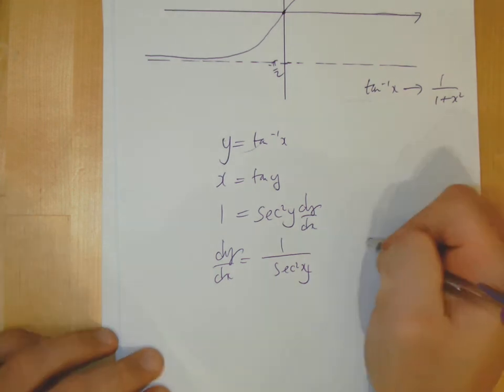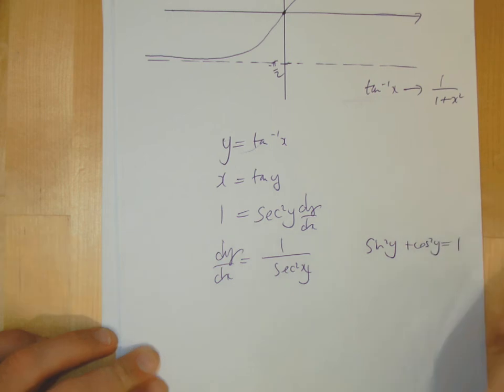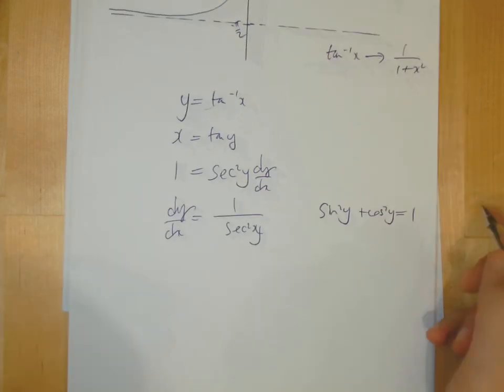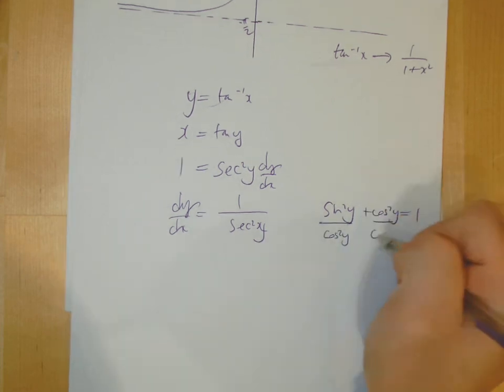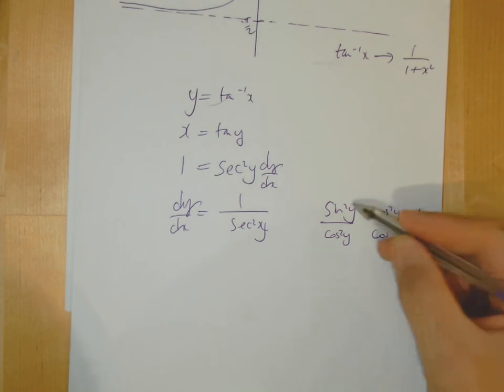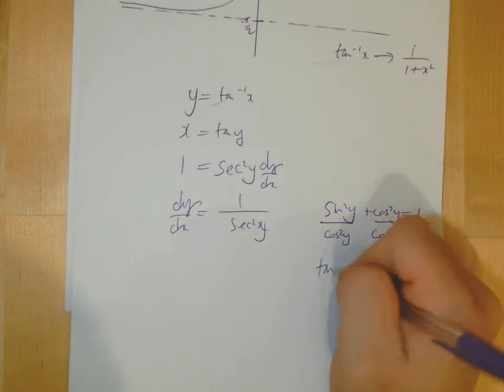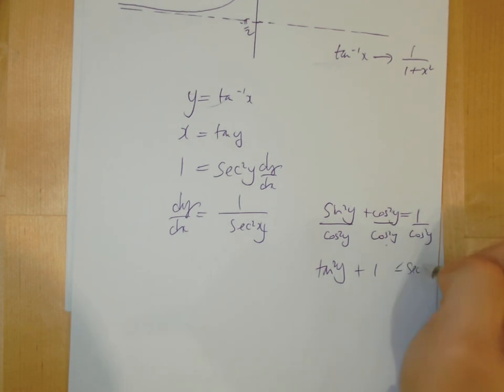Going back then to first principles, you know, from before, sine squared plus cos squared is 1, okay? Now, if I now divide by cos squared, okay, we'll get a different result out. If you remember, divide everything by cos squared. Sine squared over cos squared is tan squared. Cos squared over cos squared is 1. 1 over cos squared is sec squared y.